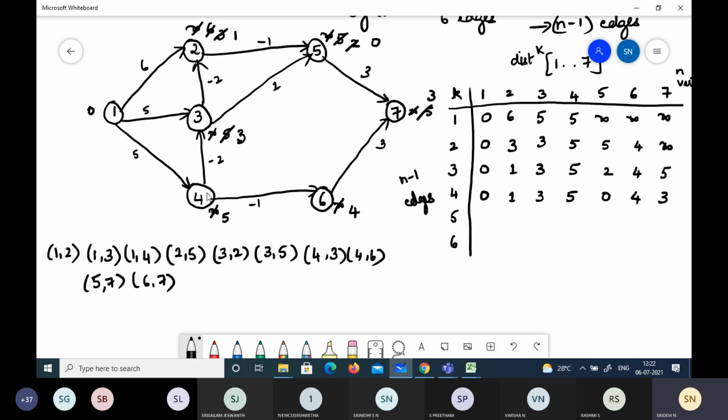And then we have 2 to 5. So it is 1 minus 1, 0 already there. So we cannot have a lesser value than that. 3 to 2, 3 minus 2, 1 already there. 3 to 5, 3, 1, 0 lesser value already there. 4 to 3, 5 minus 2, 3 which is already there. 4 to 6 which is 4 which is already available. 5 to 7, 0 plus 3, 3 is already available. 6 to 7, 7 and 3, 3 is the smallest value.